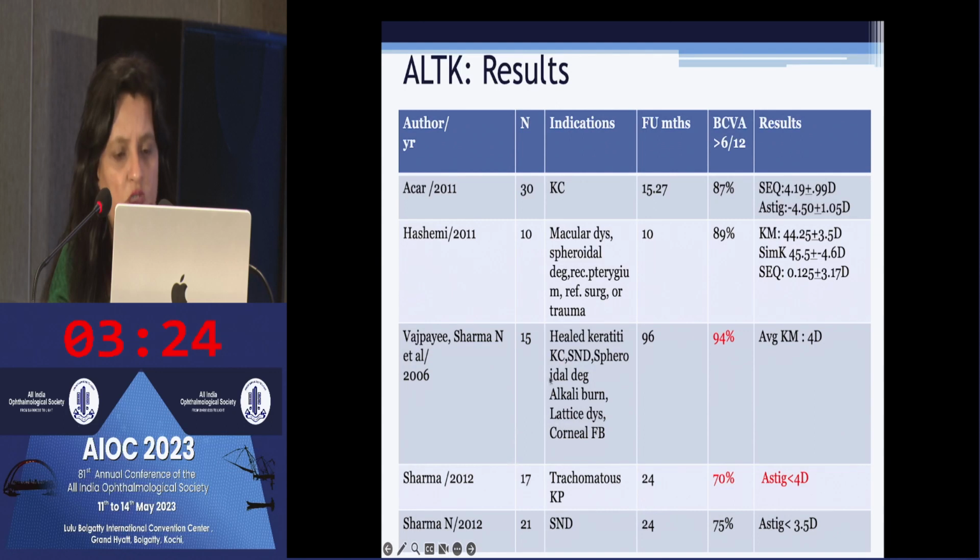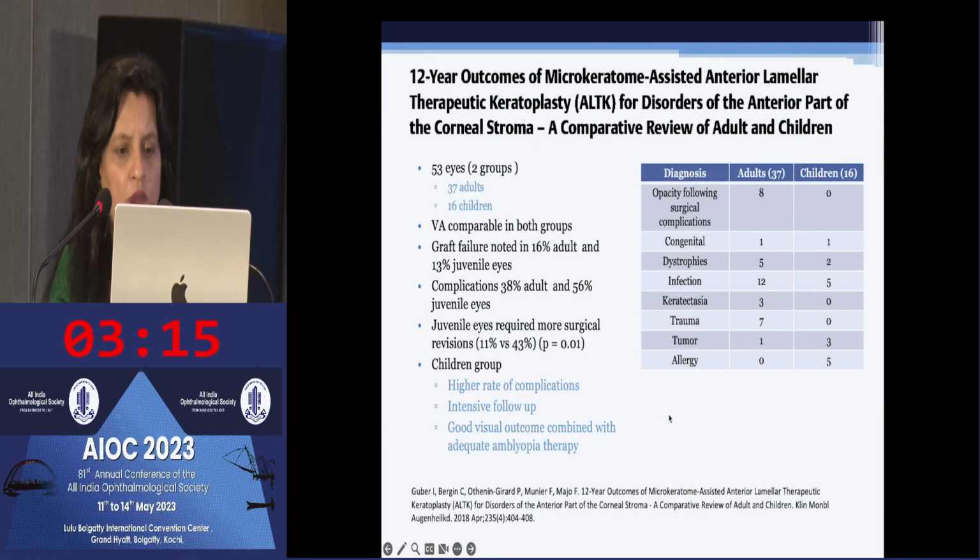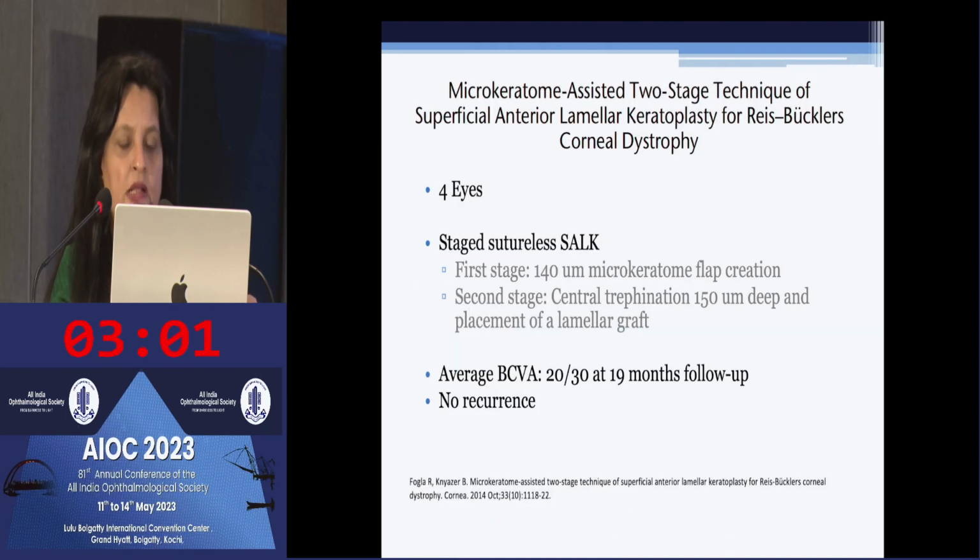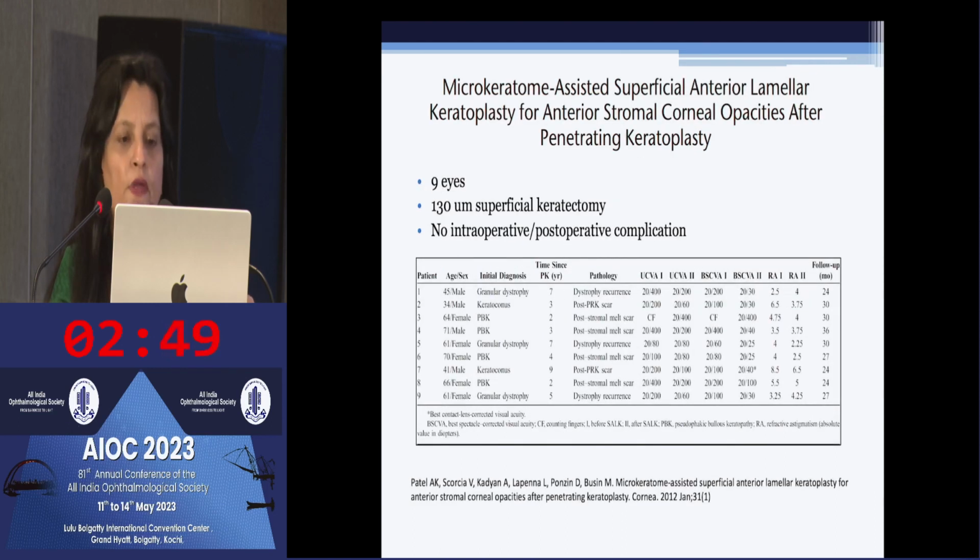We were one of the first to publish our results way back in the American Journal of Ophthalmology on various indications of ALTK. Now, this is a publication, a 12-year outcome of microkeratome-assisted anterior lamellar therapeutic keratoplasty, comparison between children and adults, which very clearly shows that there were a little more problems with the children as compared to the adults. Now, this is an elegant paper by Dr. Rajesh Fogla, again, which looked at the stage sutureless SALC procedure for Reis-Bücklers corneal dystrophy with very good results and no recurrence at all.